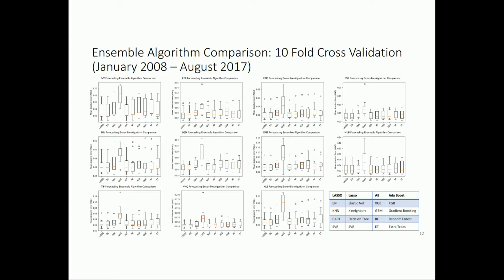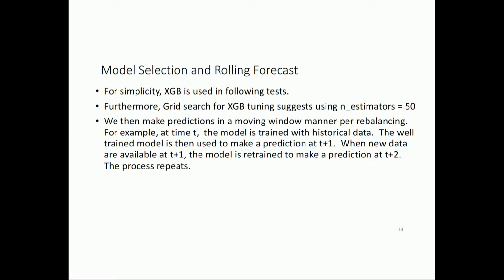So for simplicity, in this test, I just choose XGB because according to the feedback in Kaggle competitions, XGB beats the other forecasters. So I just use XGB. To find the best parameters, I use grid search for XGB. Now we have the candidate model. We use it to perform the forecasting.